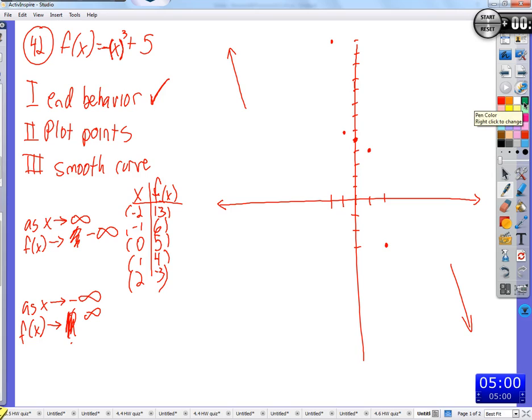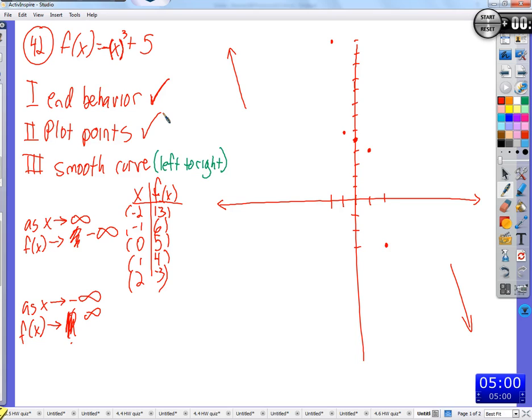Just a helpful rule of thumb here, connect your points with a smooth curve from left to right. Got the end behavior correct, we have those points plotted, and now we want to connect it with a smooth curve from left to right. Find the leftmost point, connect it to the next leftmost point, and work your way all the way to the right, making sure it's a nice smooth curve, not straight lines between these points.